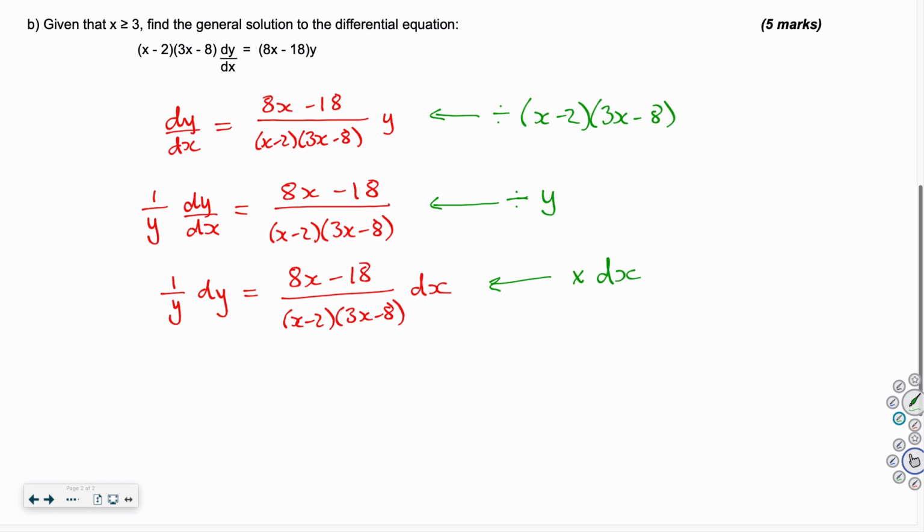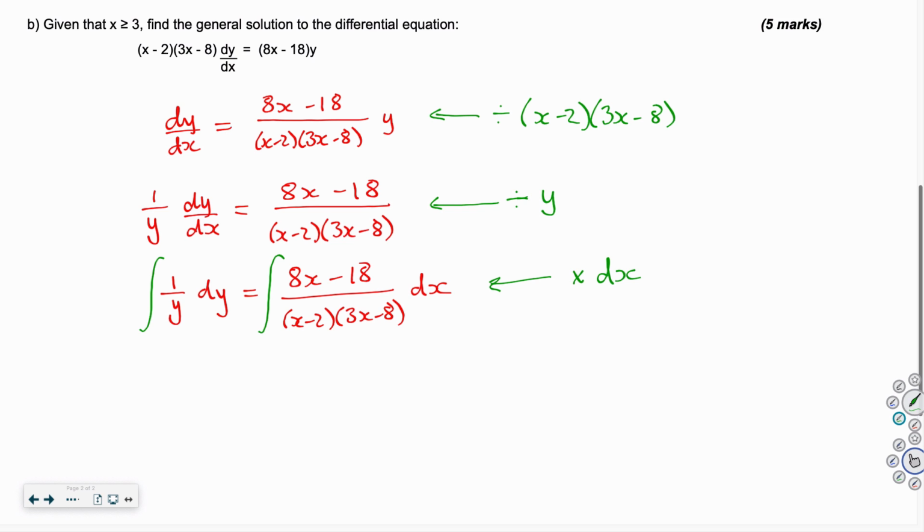Now what I'm going to do is I'm going to integrate both of these parts. So I'm going to integrate the part with the y in, and I'm going to integrate the part with the x in. Now, part A links with part B because we're unable to integrate this. However, we've just split that up into partial fractions.